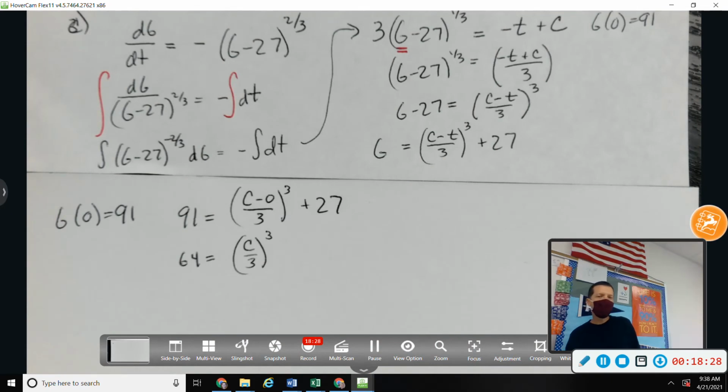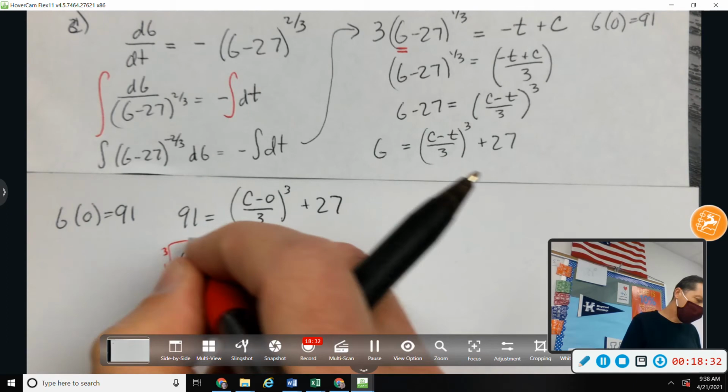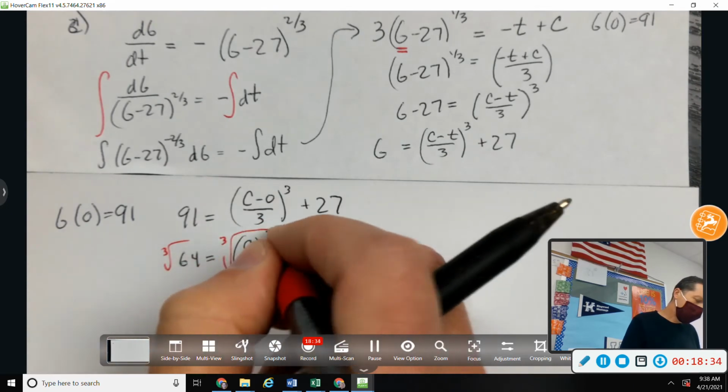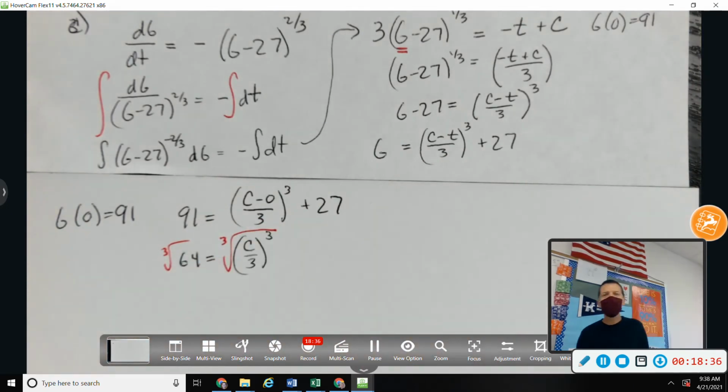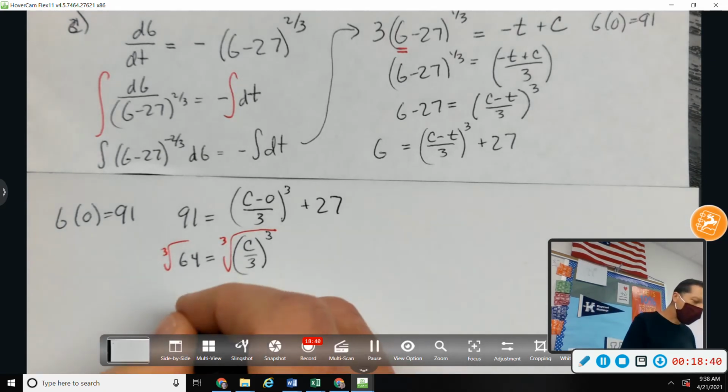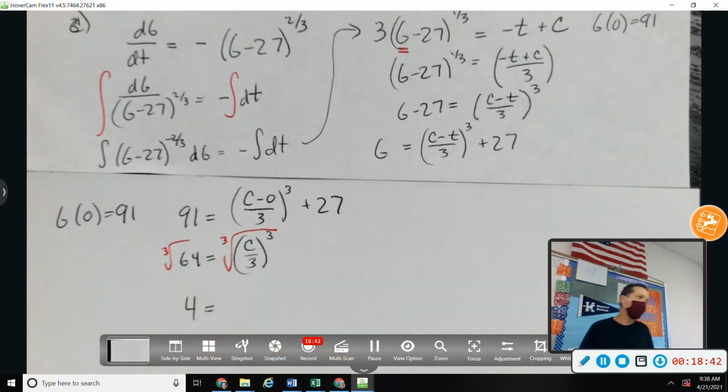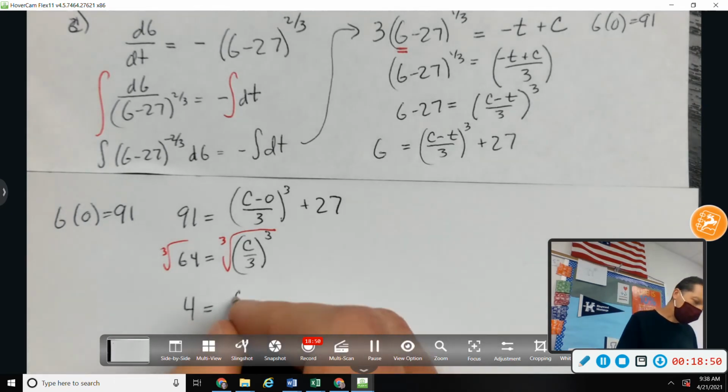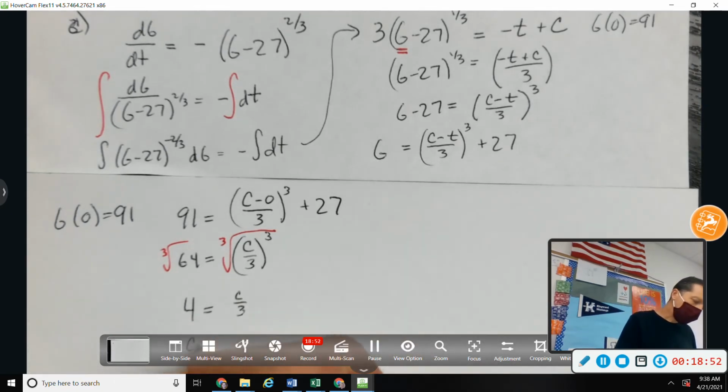Cube root both sides. What's the cube root of 64? 4. So yeah, they were nice to us in this problem, because we don't have a calculator, but they've rigged it so that all the computations work out okay. So c equals 12.